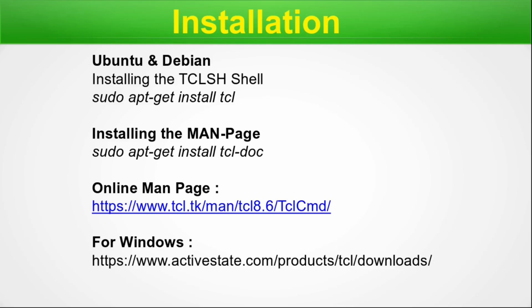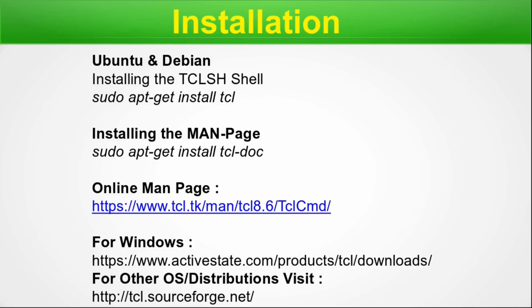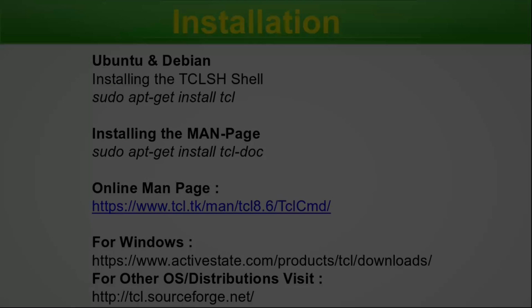For Windows, you can go to this site, activestate.com, and download from there. For other OS or distributions, if you are using, please visit tcl.sourceforge.net. So here it is all about the installation instructions. It is very simple. You can do it at your end. In case you are having issues, please comment.